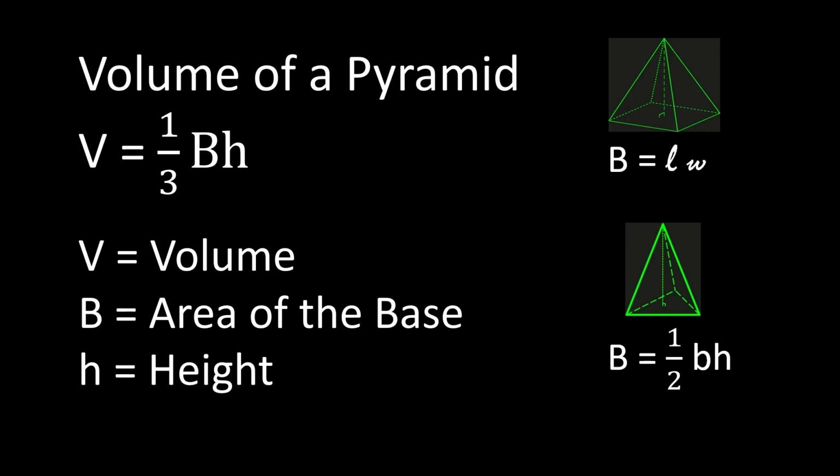And you can have a rectangular pyramid, which will have a rectangular base. So for the area of the base, you'll use the formula for the area of a rectangle, length times width. And for your pyramids with triangular bases, when you find the area of the base, you'll use the formula for the area of a triangle, which is area equals 1/2 of the base of the triangle times the height of the triangle. Let's take a look at our examples.